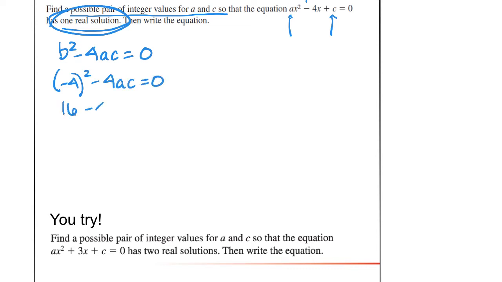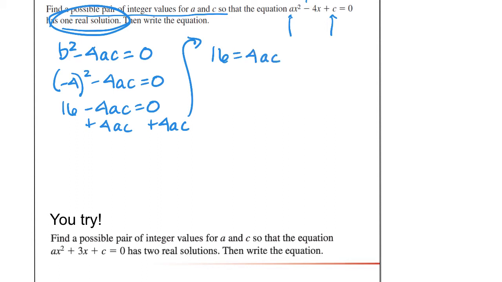And I get 16 minus 4ac equals 0. And if I add 4ac to both sides, I get that 16 equals 4 times a times c. If I divide both sides by 4, I end up that 4 is equal to a times c, which basically means any numbers at all that when I multiply them together equal 4 are okay for a and c.